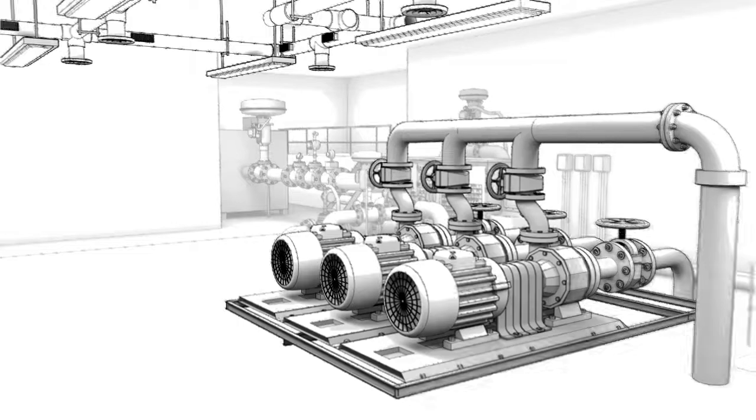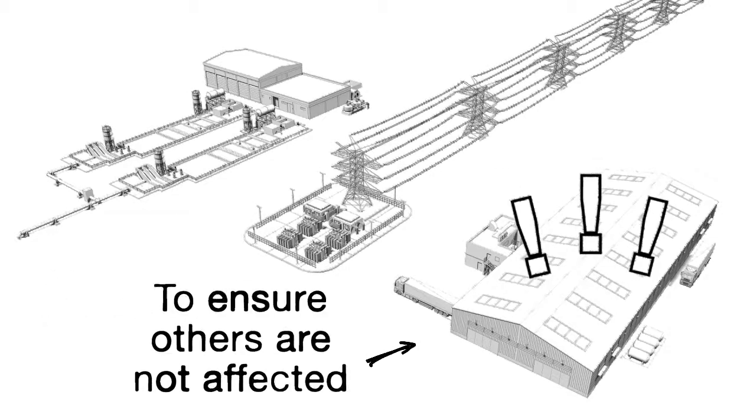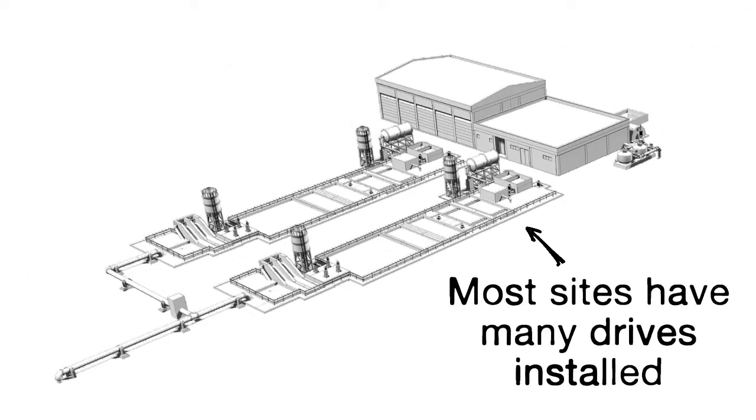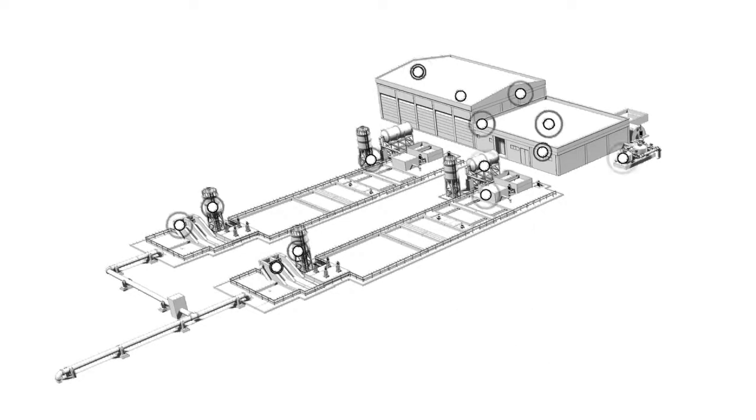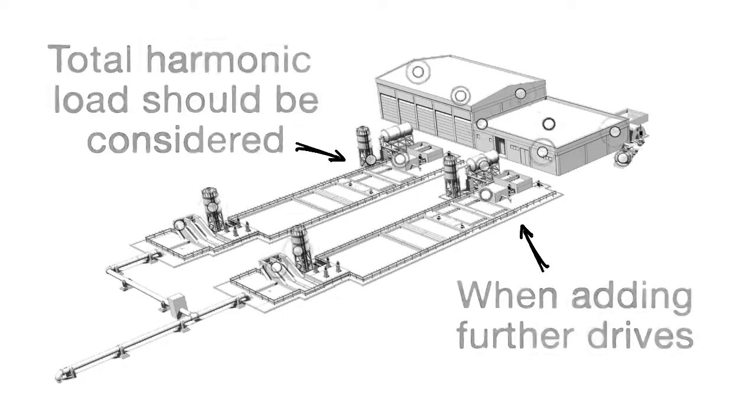Even if none of these symptoms are experienced, users still have to comply with the regulations regarding maximum harmonic content on the network to ensure that other users are not affected by any harmonic waveforms generated. In the case of drives, there is reason to be extra careful as an individual site can have many of these installed. When adding further drives to a site, the total harmonic load should always be considered.